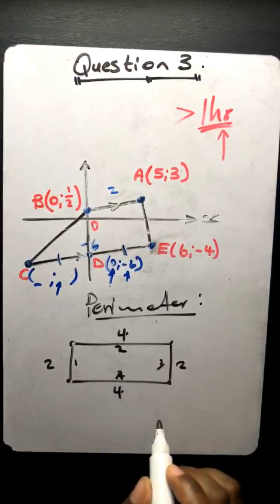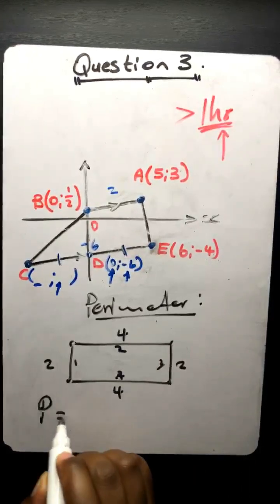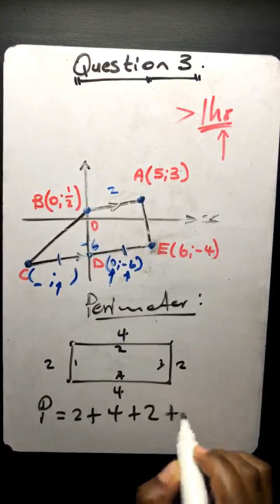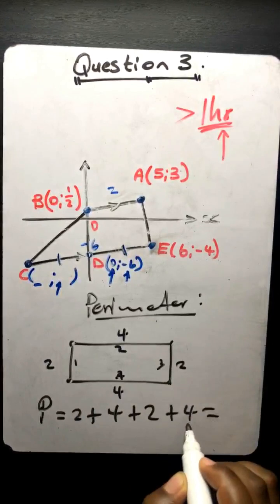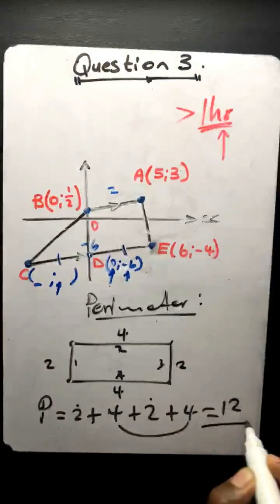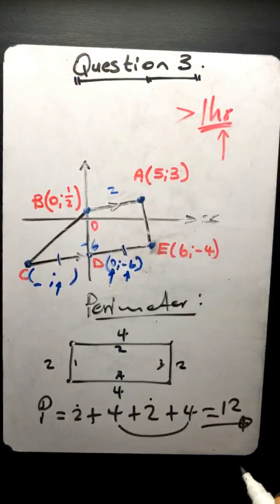So that means the perimeter of this shape is actually 2 plus 4 plus 2 plus 4, which equals what? This is 8, 10, 12. So that means the perimeter is 12.